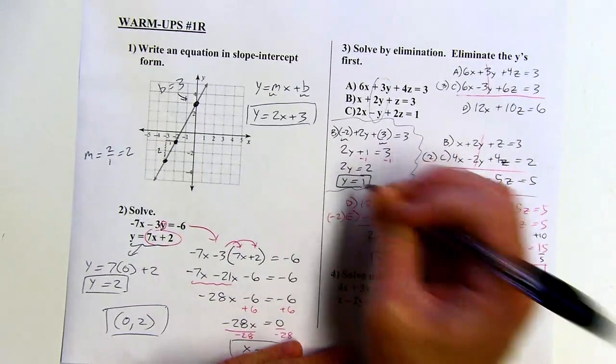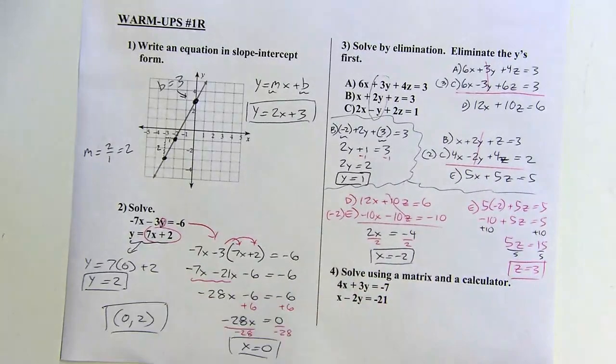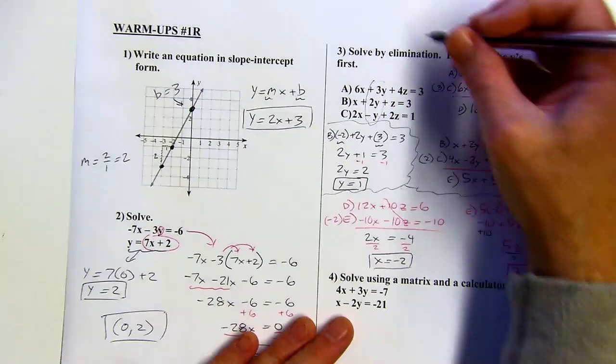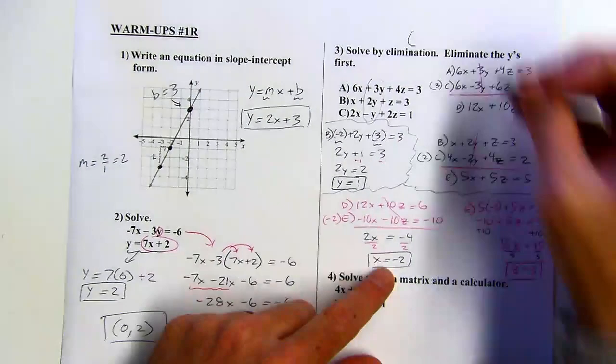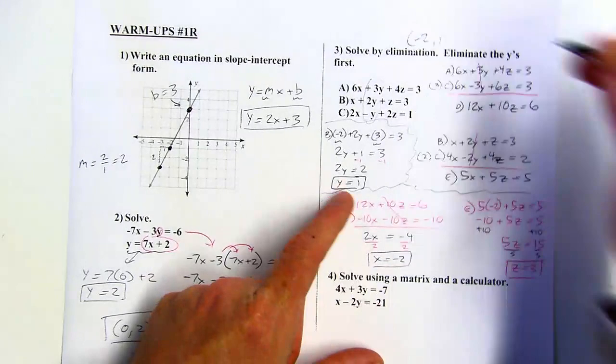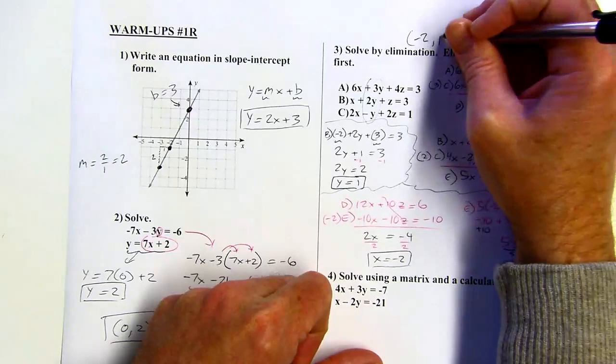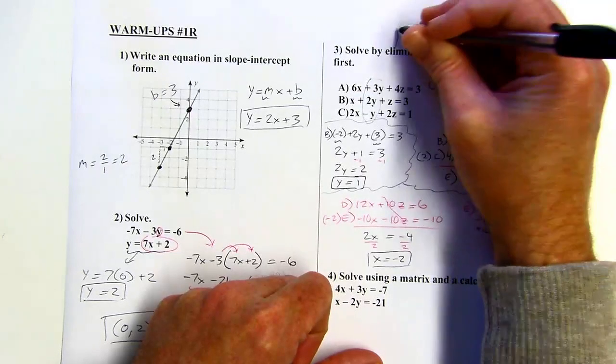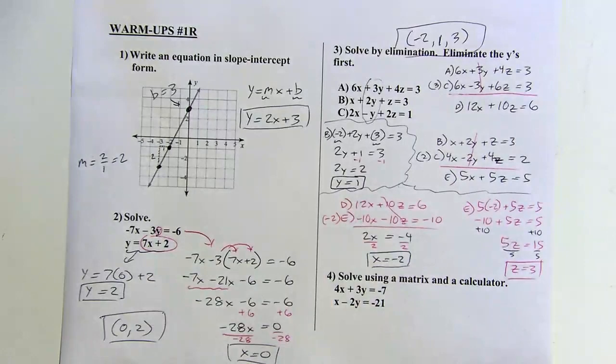Okay? And you could also write these as an ordered triple, just like you would write an ordered pair. My ordered triple, x is negative 2, y is 1, z is 3. So you could write your answer like that, or you could just say what x, y, and z equal.